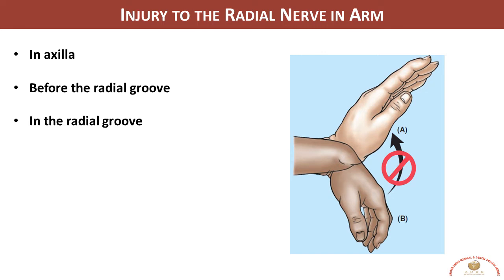So not only the medial head but also the lateral head is affected, because in the radial groove the branches are given to these heads. Remember this: before the radial groove, all of the heads of the triceps are lost. But when the injury occurs in the radial groove, there is no complete paralysis of the triceps. Only the medial head and the lateral head are affected, because their branches come at this point. This was the injuries to the radial nerve in the arm.